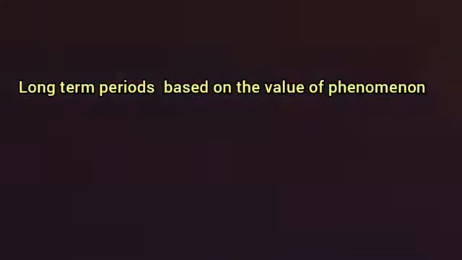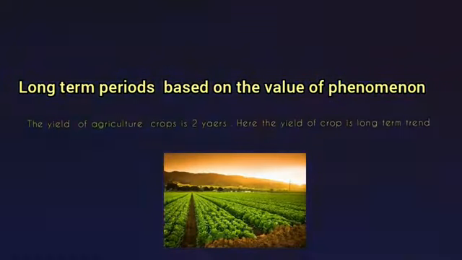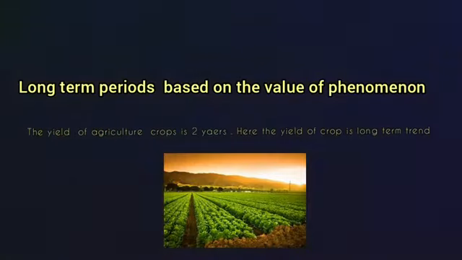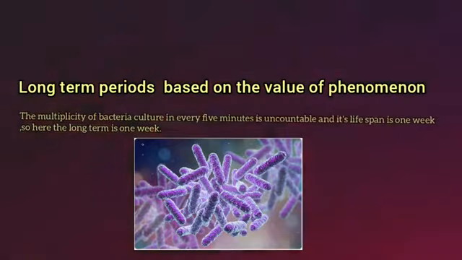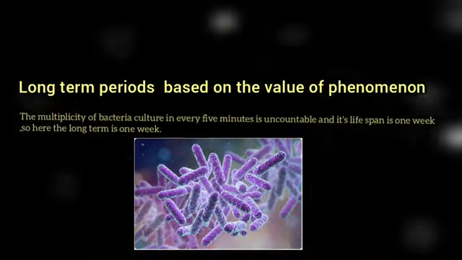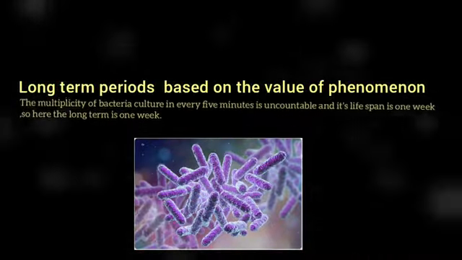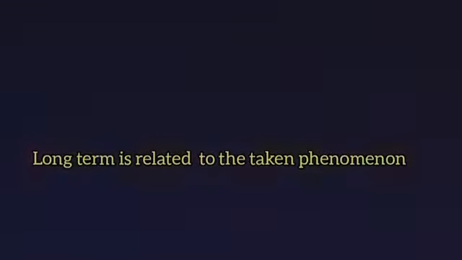In a long period of time, the term is a relative term of the phenomenon. Here, the term of a long period is not defined exactly. For example, in agriculture, production takes 24 months. Here, the period is as long as 2 years. At the same time, in counting the bacterial population of a culture, it increases every 5 minutes. Here, the period is as long as a week. So, a long period of time is a relative term of the phenomenon.